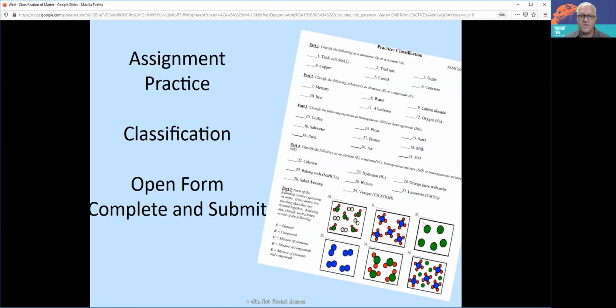All right, we've covered a lot today. What you're going to do is you're going to open up the next tab, and there's a practice assignment on classification of matter. You're going to have this in a form on your Google Doc. All the images are there. It's matching up whether it's a substance or a mixture, an element or a compound, whether it's a homogeneous or a heterogeneous mixture, and you'll have some fun doing that.